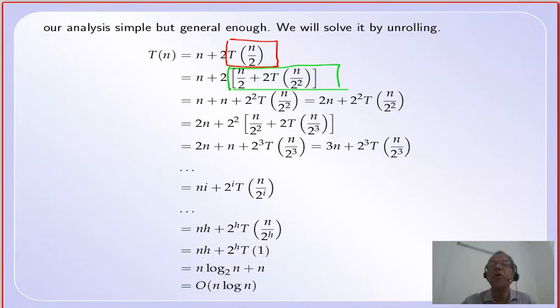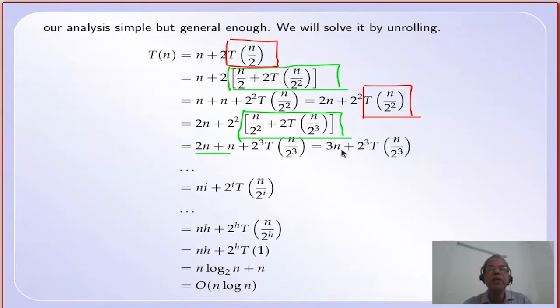Let us unroll it once more. Unroll this. N by 2 squared, that is the input size. To the recursion, it is n by 2 to the power 3. So n by 2 squared plus 2 times T of n by 2 to the power 3. Simplify. 2 squared times n by 2 squared is n. 2 squared and 2 squared get cancelled. 2 squared times 2 is 2 power 3. So you get 2n plus 2 power 3 T of n by 2 to the power 3. Further simplification, 3n plus 2 to the power 3 T of n by 2 to the power 3.